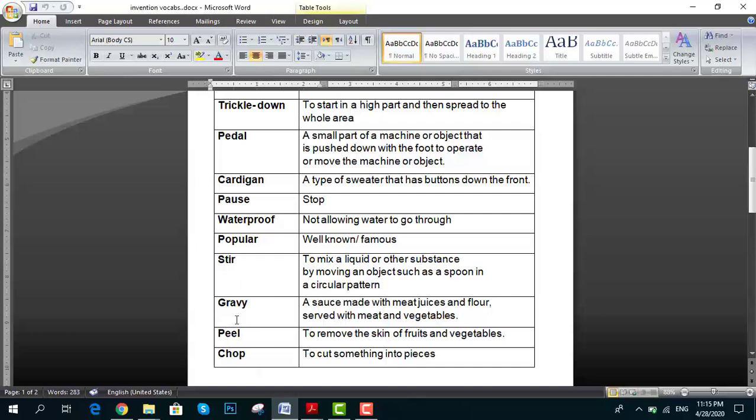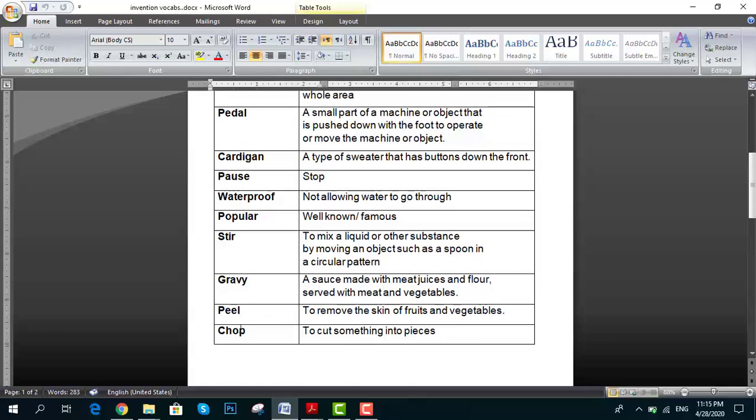Gravy, it's a sauce made with meat juices and flour. It is served with meats and vegetables. So gravy basically is a sauce. It is served with meat and vegetables. Then we have peel and chop. Peel is to remove the skin of fruits and vegetables. Chop, to cut something into pieces.